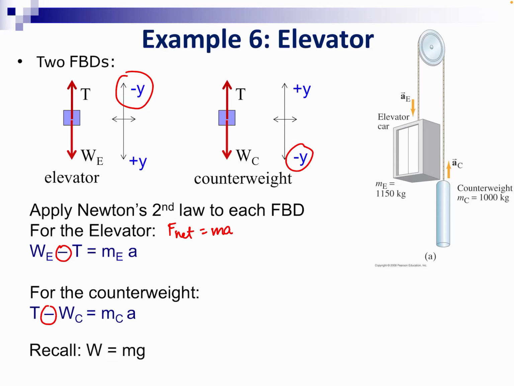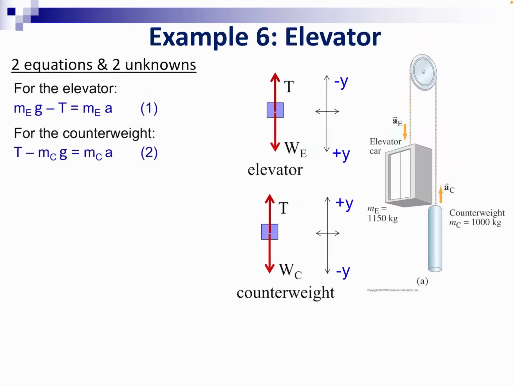Right. To figure out what the weight is, we use the mass of the car and the counterweight. So we just rewrite our Newton's second law of motion. Instead of weight force, we have mass of the elevator car times gravitational acceleration, and the same thing for the counterweight: mass of the counterweight times gravitational acceleration. We now again have these two equations, which allow us to solve the two things we don't know, the tension and the acceleration.